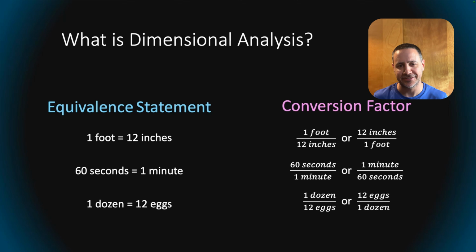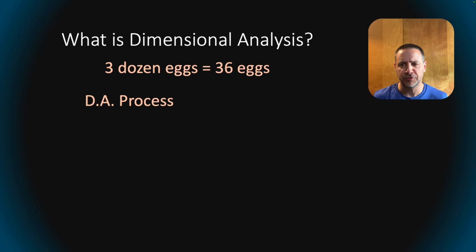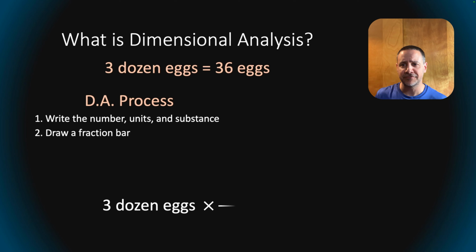Now that you understand the pieces, let's put the whole process together. In the first conversion, we established that 3 dozen is equal to 36 eggs. To perform dimensional analysis, start by writing out the number, units, and substance given. In this case, 3 dozen eggs. Then, this number will be multiplied by a conversion factor. I'm going to just draw a line from my fraction so I can build from there.